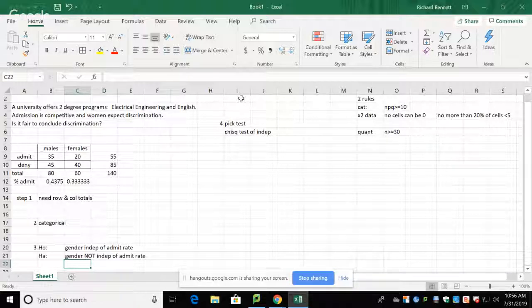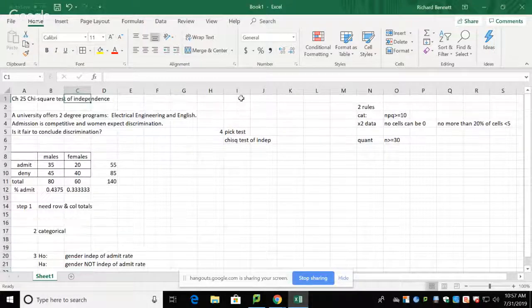But admission should not be dependent on your gender. It might be, but it's not like a biological reason, right? It would be a social reason, perhaps, okay?